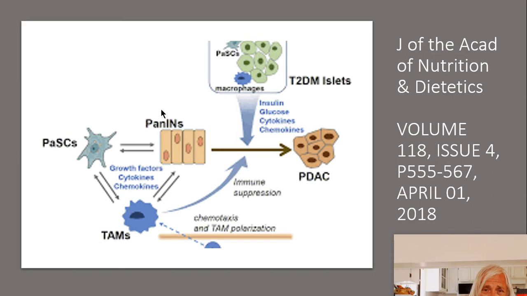Remember what those were, right? Those are the ones that were on their way to be steatotic systems. And in the presence of TAMs, remember what those are? Those are those macrophages, which are in the M2 phase, generating growth factor, cytokines, and chemokines, generating and moving because of the influence of insulin, glucose, cytokines, and chemokines from the pancreas. Pancreatic stem cells, that's what those are.